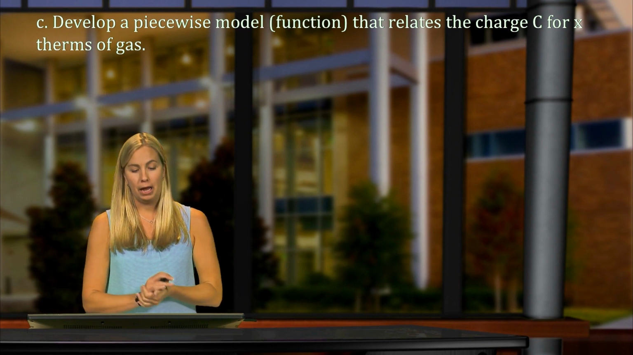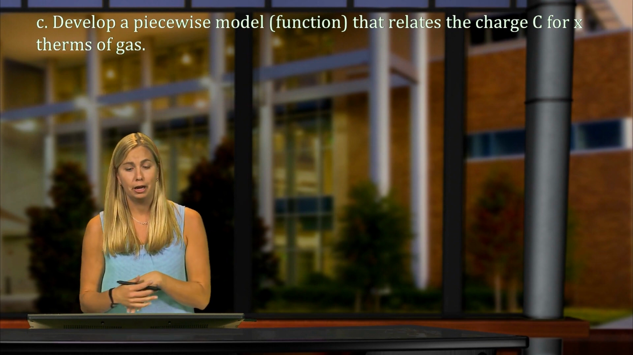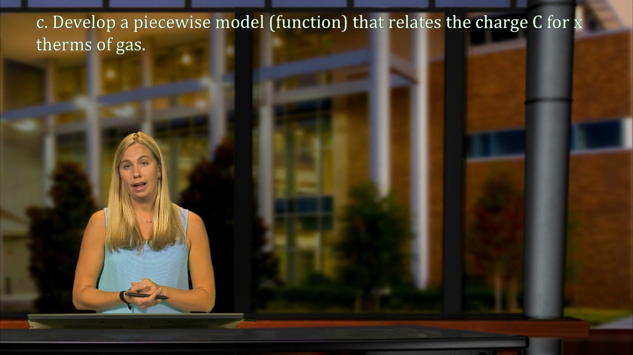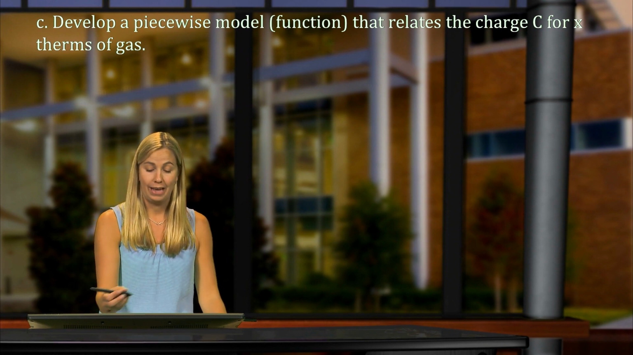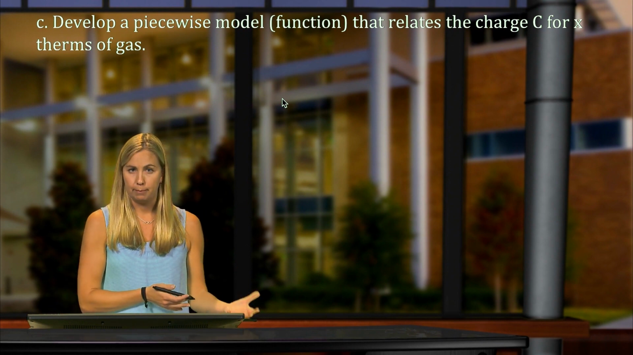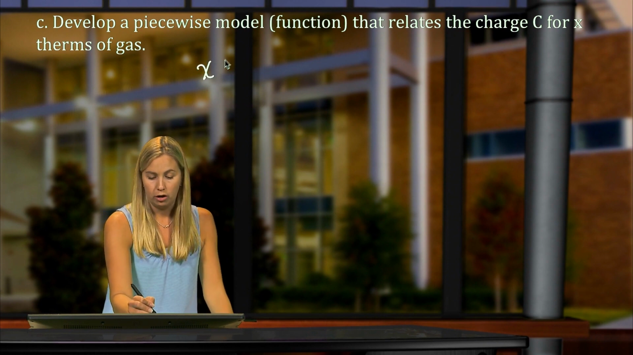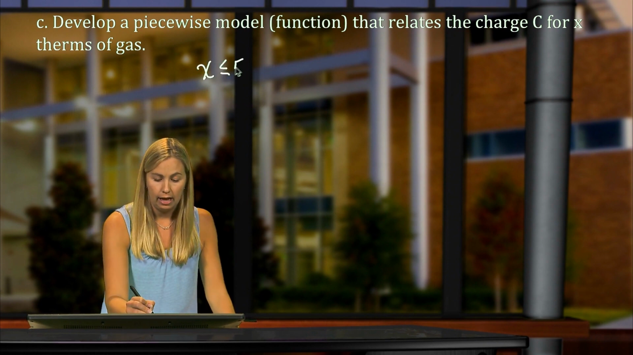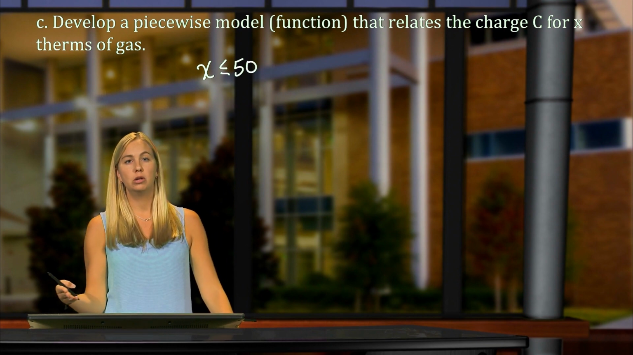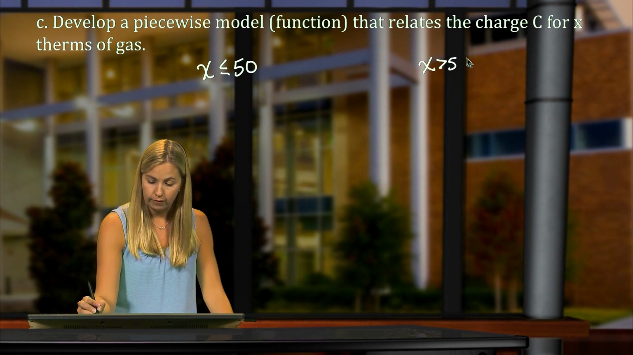So we want to develop a piecewise model. Remember, writing a model is just like setting up an equation or writing a function that relates your charge, C, for x therms of gas. So let's look back at the steps we just took. We know that we've got two cases. We've got when our gas usage is less than or equal to 50 therms. Remember, that's the case where we use the first 50 therms. And then when we have more than 50 therms.